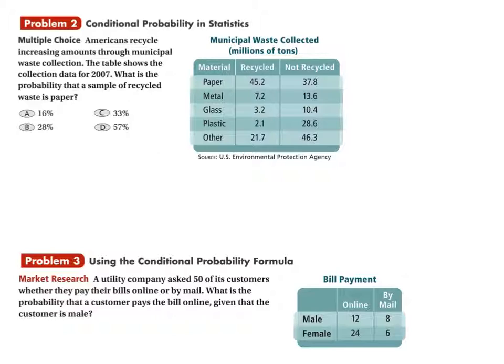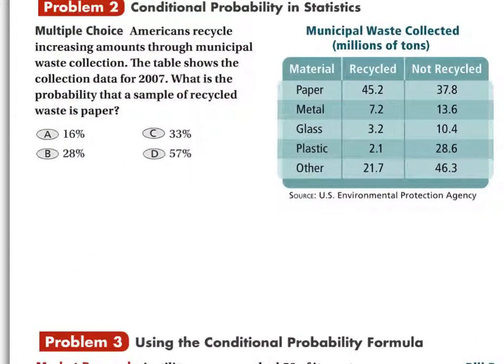So, on the back side, let's not worry about that formula. Let's not worry about that confusing stuff. Let's go ahead and do it a simpler way. They say that Americans recycle increasing amounts through municipal waste collection. The table shows the collection data for 2007. What is the probability that a sample of recycled waste is paper?